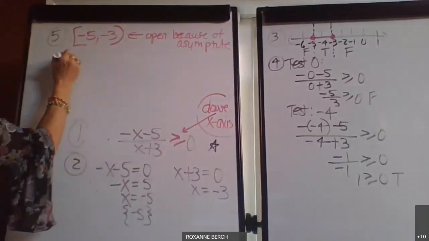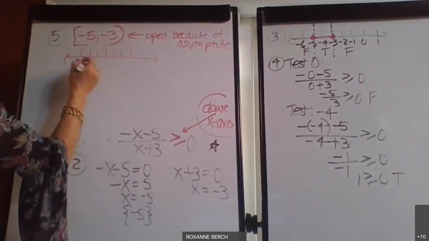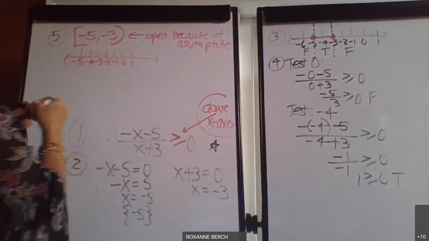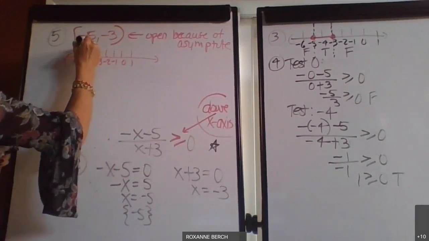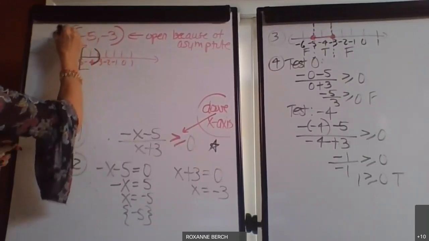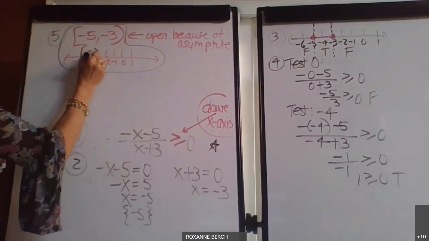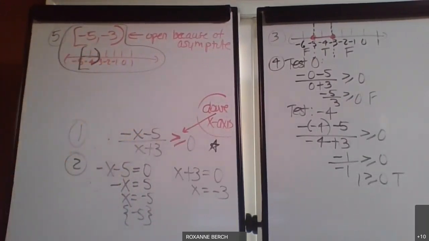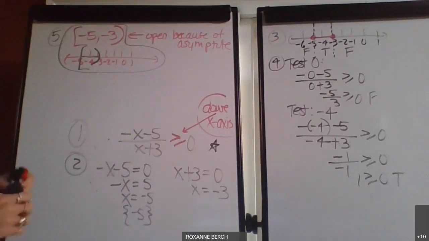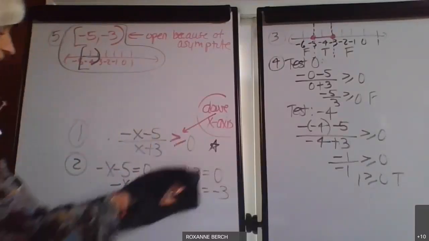And the graph for the number line is going to be -5, -4, -3, -2, -1, 0, 1. It's going to be closed on -5, and on -3, it has to be open. And now I want to show you what the real graph looks like. Now, notice, remember what I said here. This has to be above the x-axis, so watch.